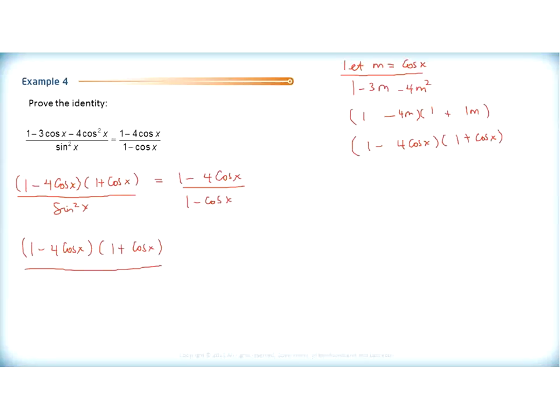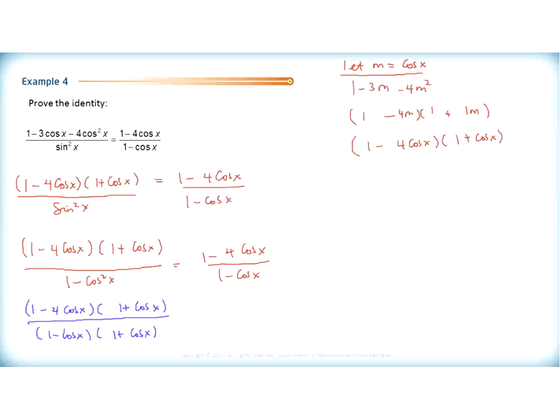So let's replace, and again, getting rid of the sine squared. Again, you want to look at the two sides and see where you are and where you need to get. So I need to get rid of my sine squared, so I'm going to write as 1 minus cosine squared. Now, 1 minus cosine squared, though, does factor. It factors nicely because it's the difference of two squares. So it becomes 1 minus 4 cosine x times 1 plus cosine x. I can't do anything with that. But my denominator I can factor as 1 minus cosine x times 1 plus cosine x.